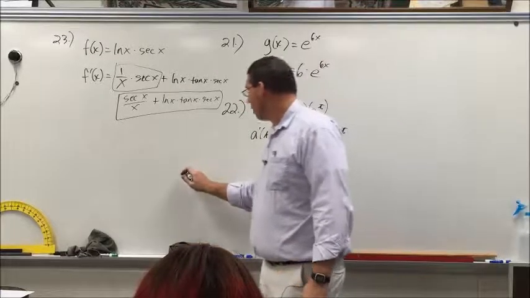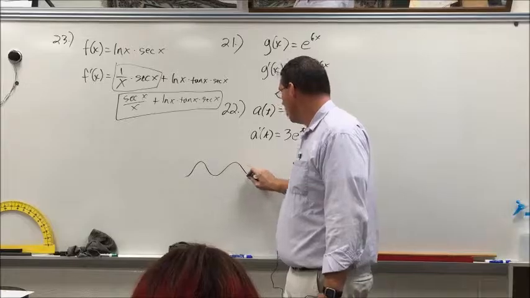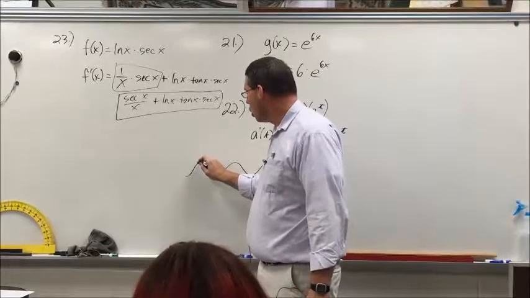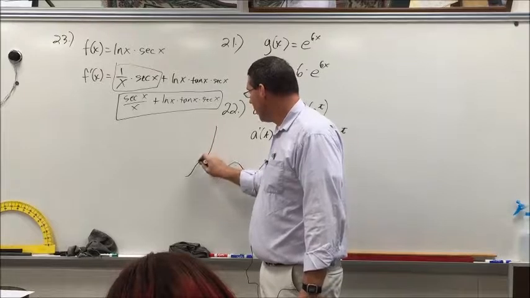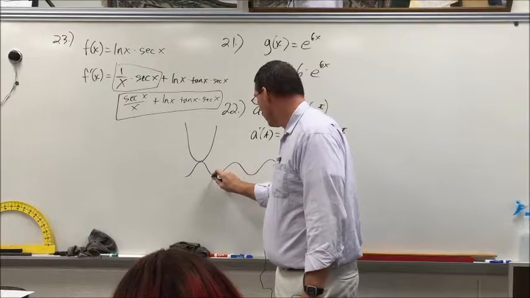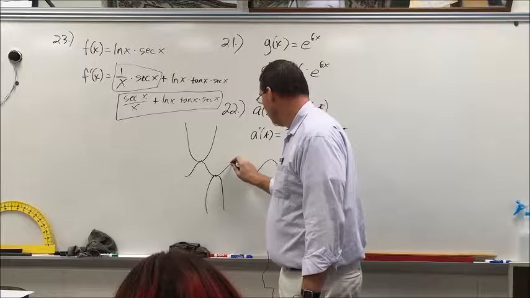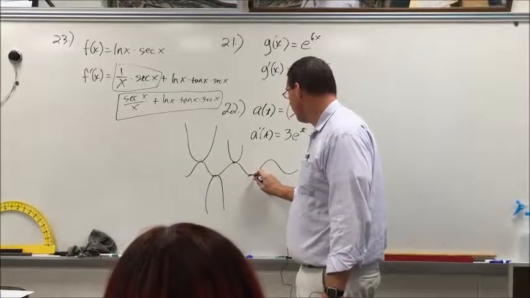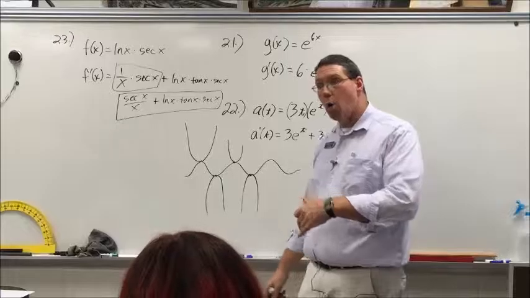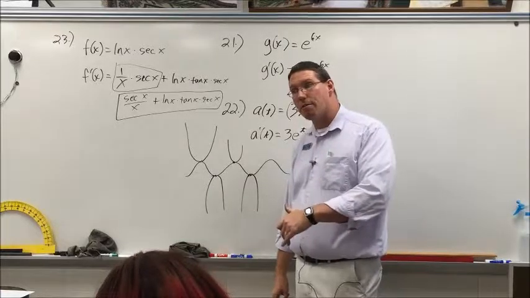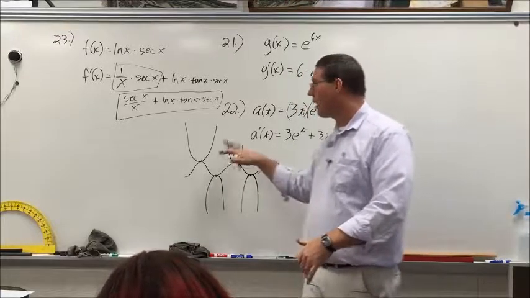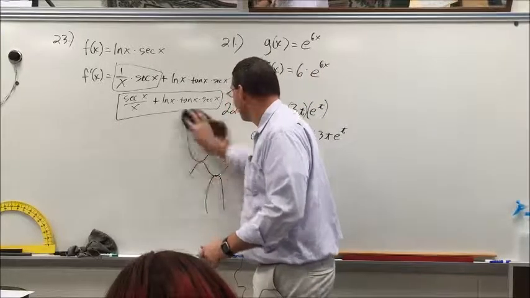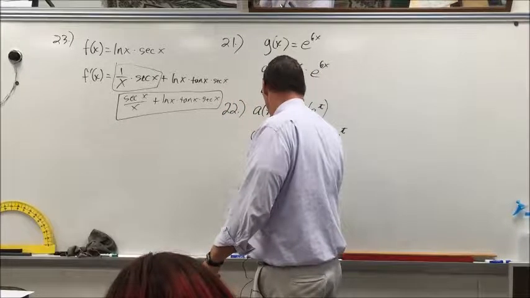I don't know if you remember your trig functions, but you know how sine does this? Sine does this, cosecant does this. If you've never graphed sine and cosecant at the same time, this is what it does. So sine of x over x and cosecant of x over x is going to have a similar look to it. Okay?